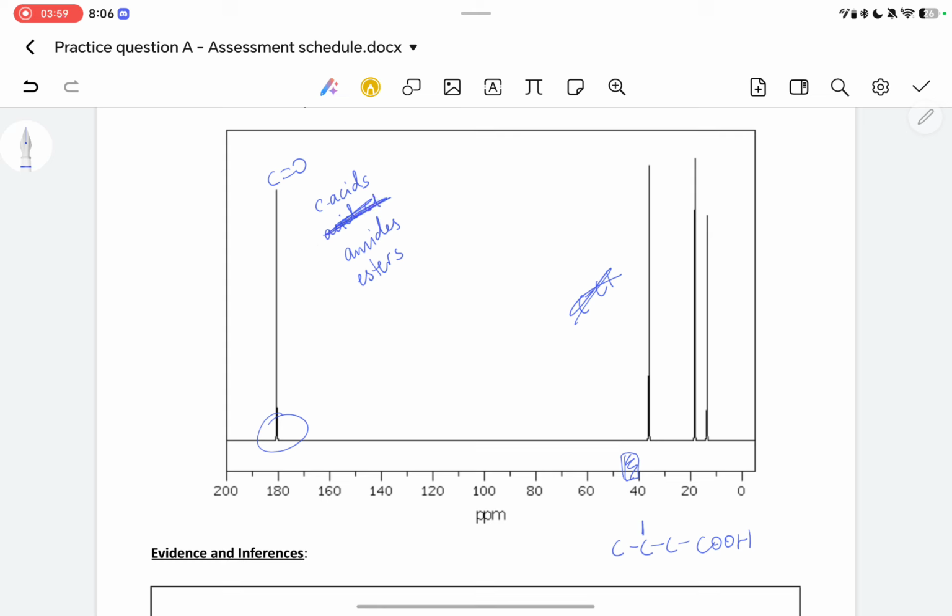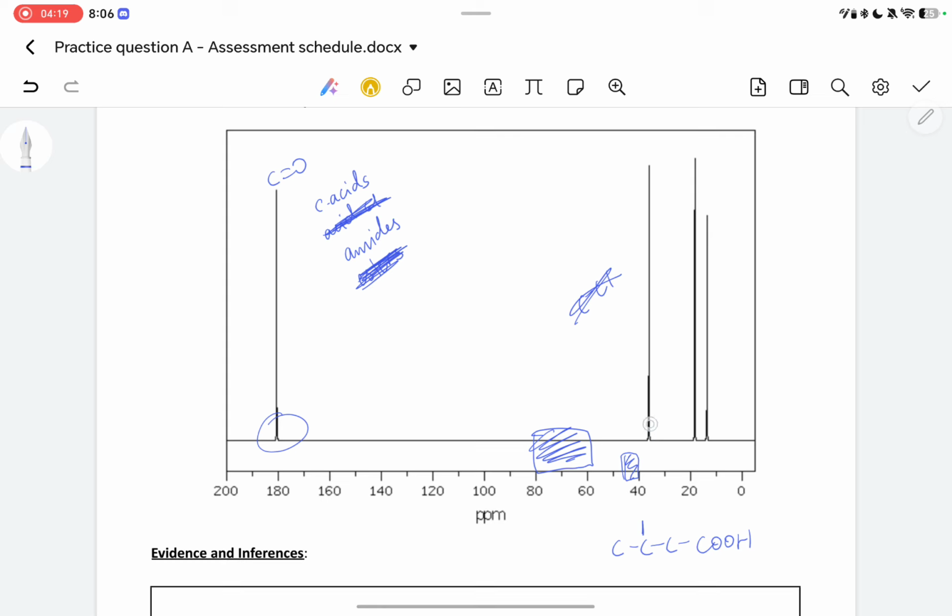Now for esters, there should be a chemical shift at around 60 to 80. Obviously, there's no peak at around 60 to 80. So it's obviously not an ester. So that leaves us with carboxylic acids and amides.